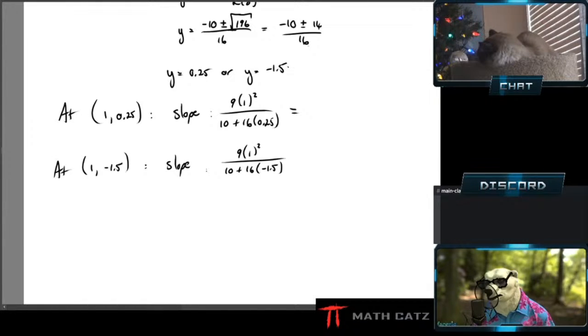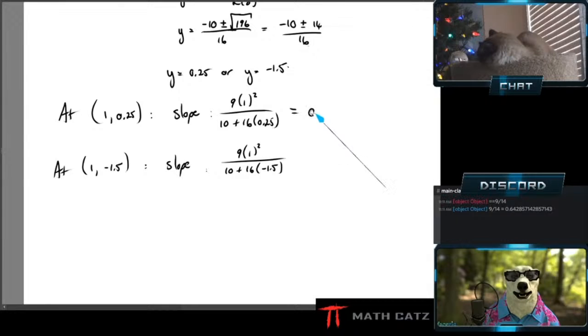9 divided by 14. It's a quarter of 16 plus 10. And I get 0.6429 rounded. And then the next one, 9 divided by 24, it's negative 14, isn't it? Negative 14.